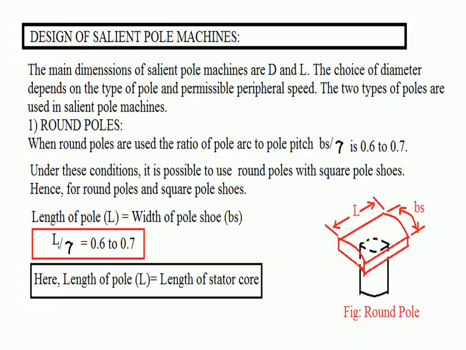As shown in the figure, when round poles are used, the ratio of pole arc to pole pitch is 0.6 to 0.7. Again, the length of the pole should be equal to the width of the pole shoe. L by tau equals 0.6 to 0.7. You remember that is 1. If the problem mentions salient pole construction, you have to take L by tau values as 0.6 to 0.7.